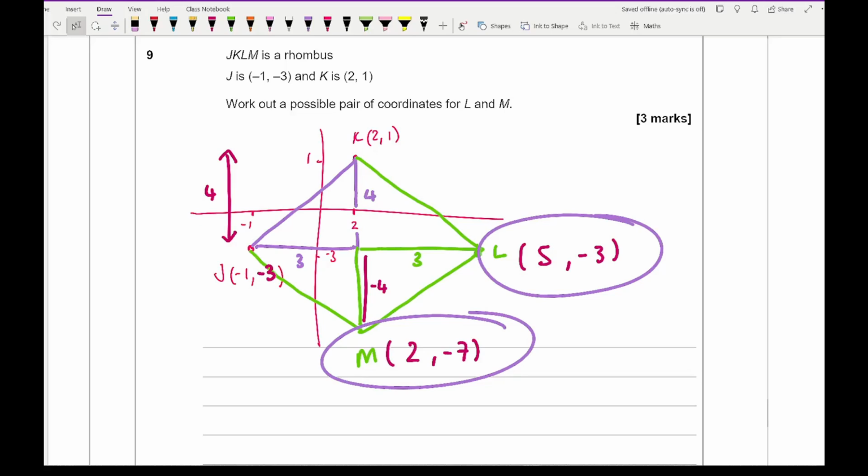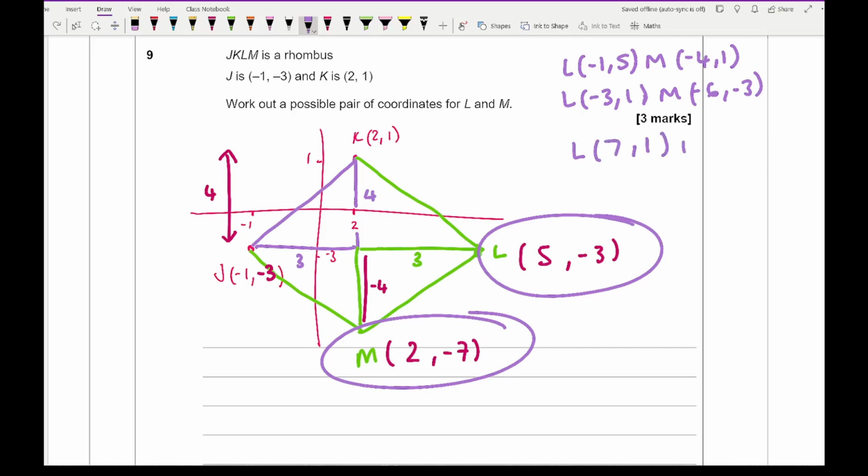Now, there are other possible answers you can have for L and M, I'll just write them down. You can have L equals -1, 5, and M equals -4, 1. You can have L is what I've written there. You can have -3, 1, and M is -6, -3. And you can also have L as 7, 1, and M as 4, -3. Any of those sets of answers would be absolutely fine to get the full marks.